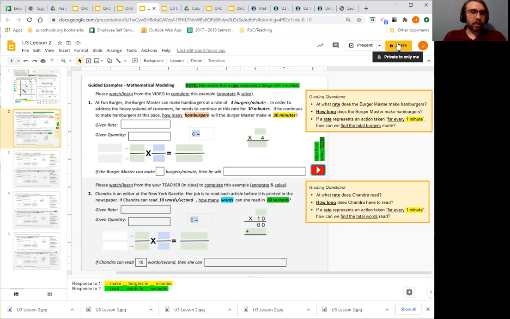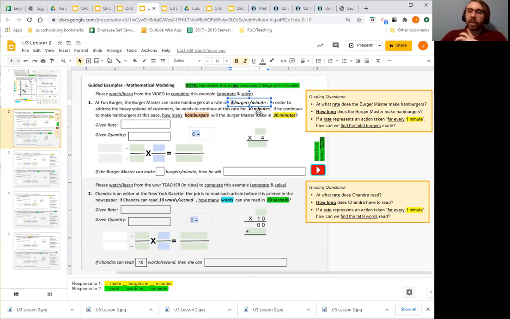So number 1 says, at Funburger, the burger master can make hamburgers at a rate of 4 burgers per minute. Remember that slash means the word per, and this little note up here also says that a rate compares two things with only one number. So we see the 4, but there is also an invisible number for the minute, and we'll talk about that in a moment.